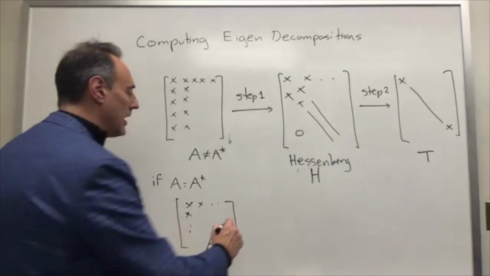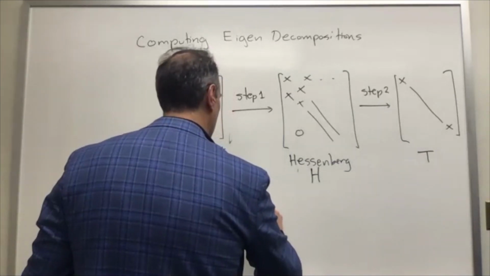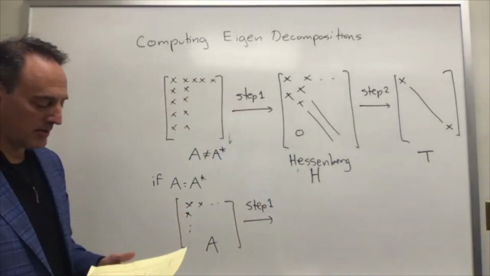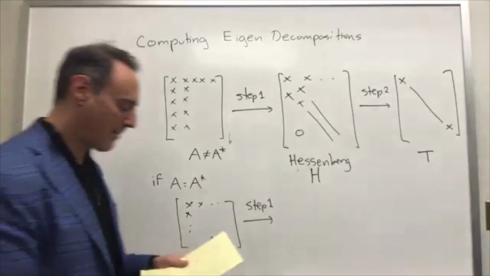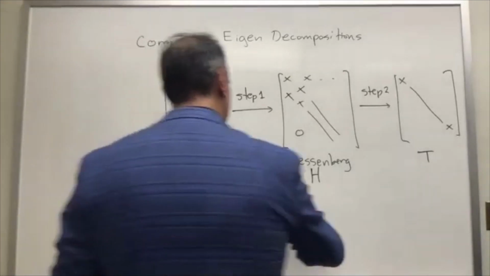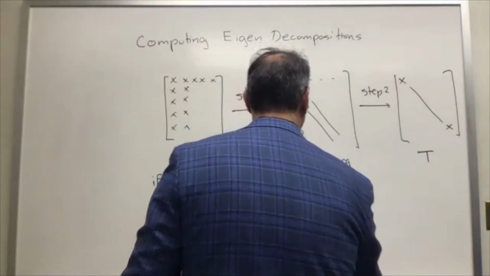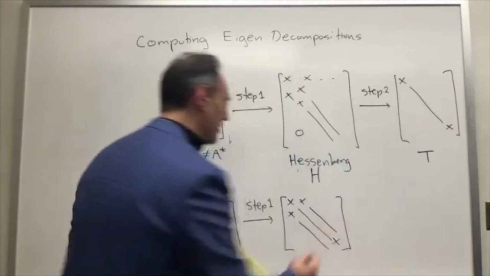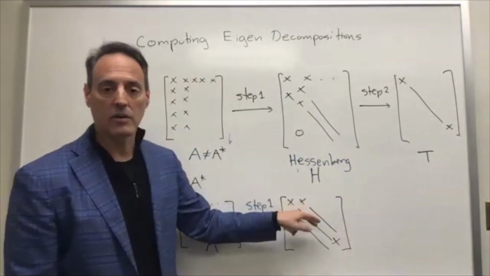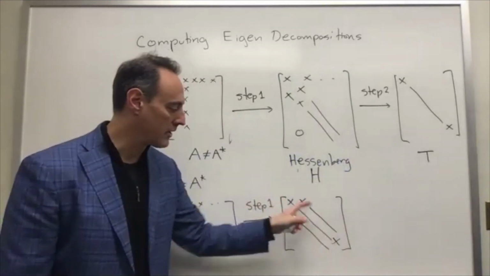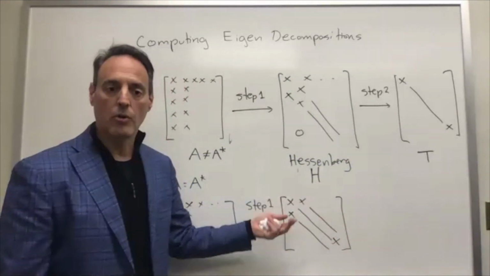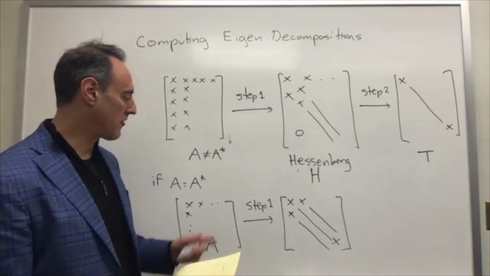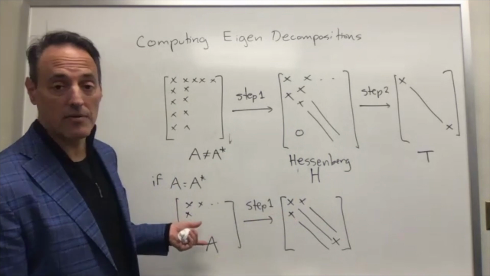And then in step 1, if in fact it is Hermitian, you get something very nice to happen, which is that it's very easy to transform this into a tridiagonal matrix of this form. So three diagonals matter: the center diagonal plus the upper and lower diagonals off of the center diagonal, okay?